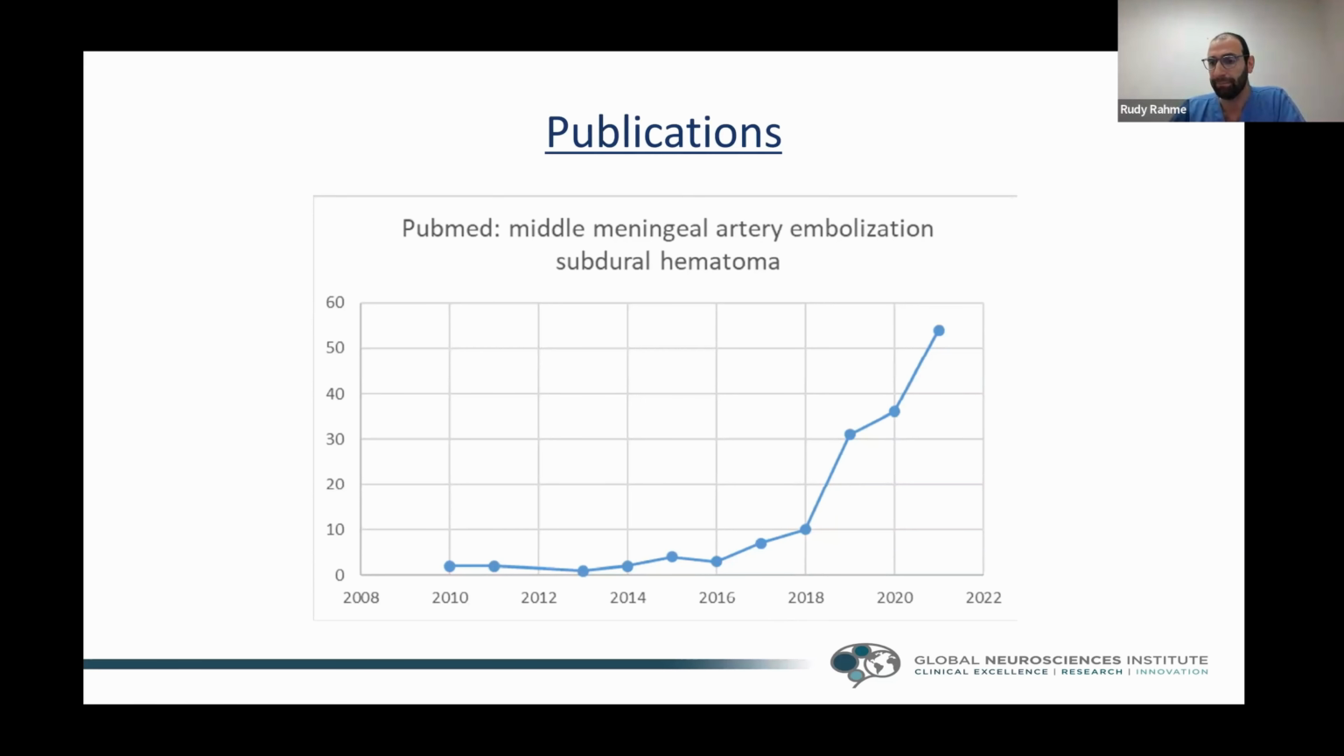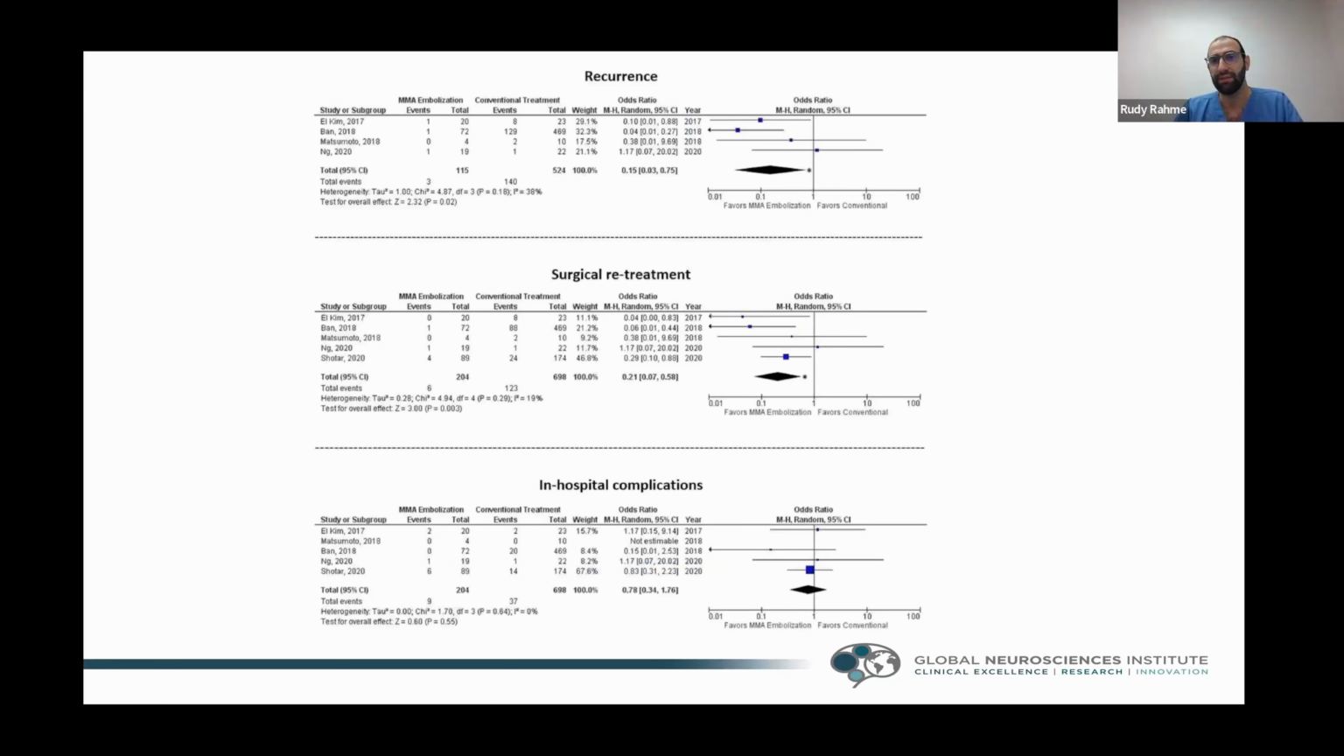Currently in the US, there are about 19 trials ongoing for middle meningeal artery embolization. I'll save you the specific data, but overall, in this meta-analysis of the retrospective or prospectively held observational data from middle meningeal artery embolization, we know that the recurrence is significantly less. The recurrence rate is about 4.4%, compared to, again, 5 to 30% in the surgical arm. The need for surgical retreatment is also significantly less, and the risk of hospital complications is similar.